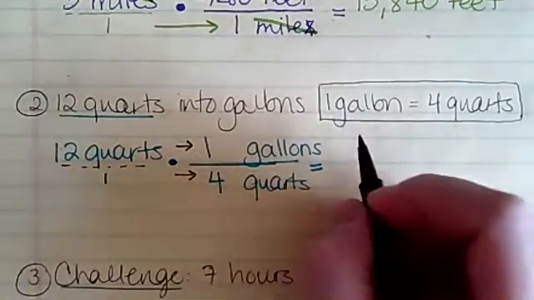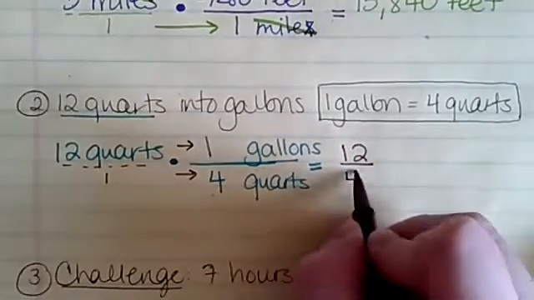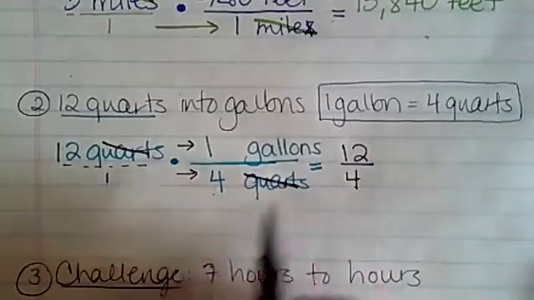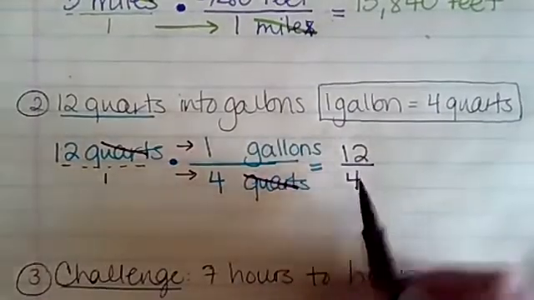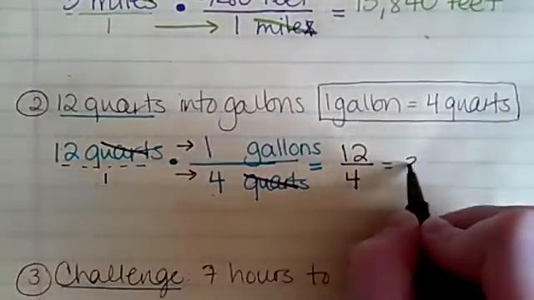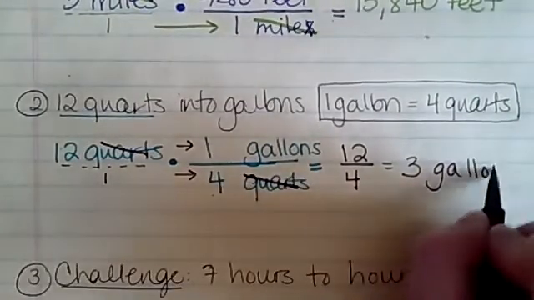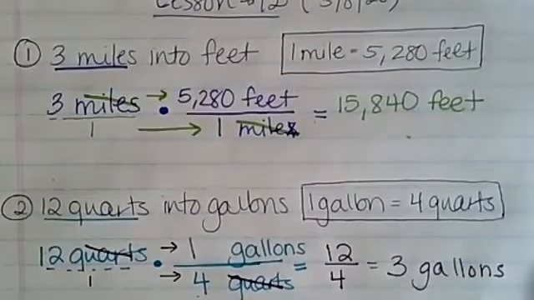Remember that there's an imaginary 1 here, that's why it multiplies straight across. 12 times 1 equals 12. 1 times 4 equals 4. Now my units that cancel, quarts with quarts, and all that's left is gallons. So 12 divided by 4 equals 3, and the unit is gallons.